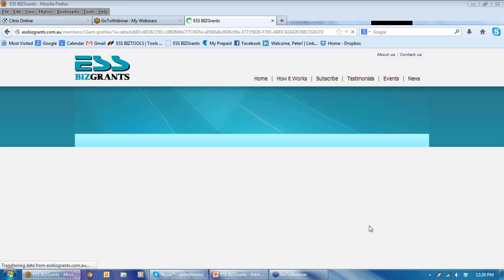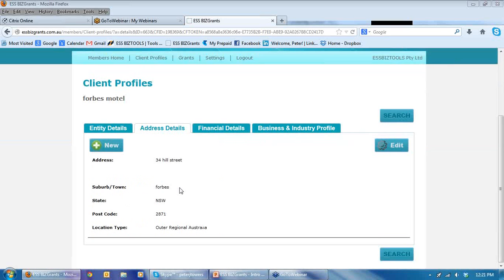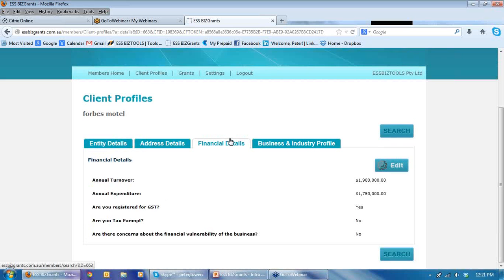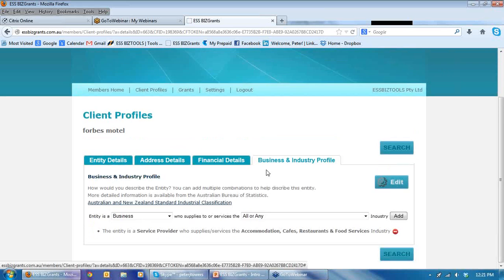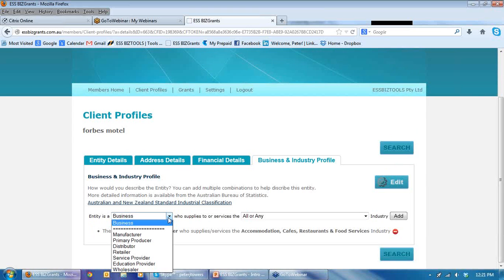We had to insert their address. So when you go through and insert the address, you insert down to the postcode, and the postcode then determines which location type the business is operating in. Financial details, just repeating what's already been put in. And within the business and industry profile, you need to identify what business this is, in accordance with the Australian and New Zealand industrial classifications. So we've looked at those, and we've said that this business, which is a motelier, is a service provider.